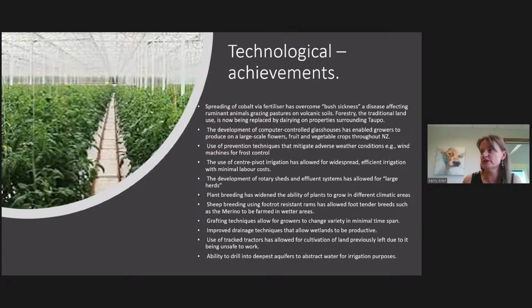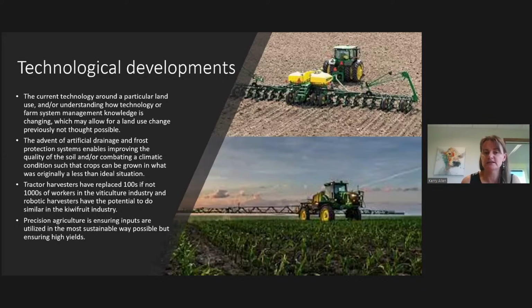And then I've talked briefly about cobalt. For bush sickness, we now add cobalt to our fertilizers. We've looked at growing crops in glasshouses, fully computer controlled. We manipulate adverse weather conditions such as frost and hail. We add rotary and effluent systems for herds. We do a lot of breeding in terms of plants and sheep. We look at new techniques to drain, at self-driven tractors so that we can get cultivation done, and at drilling down into our deepest aquifers. So those are all things that manipulate cropping, so we can use them to our advantage.